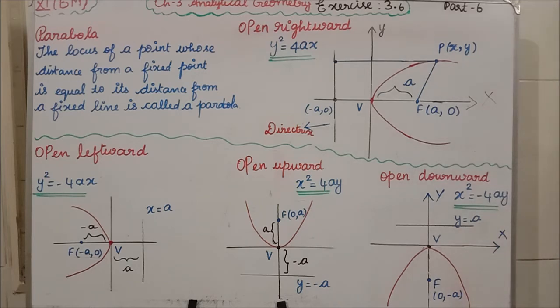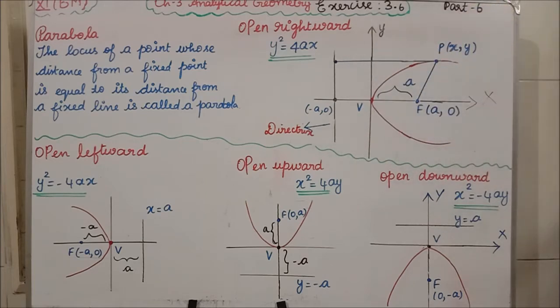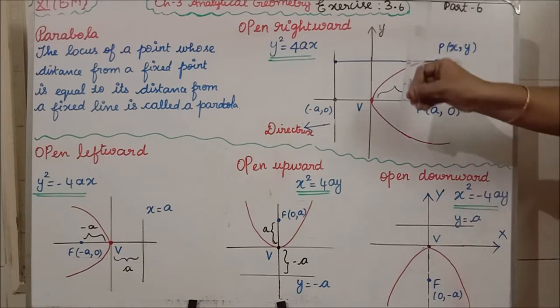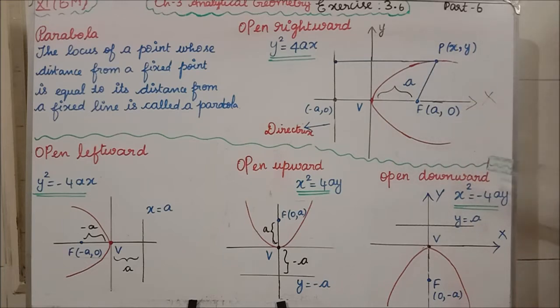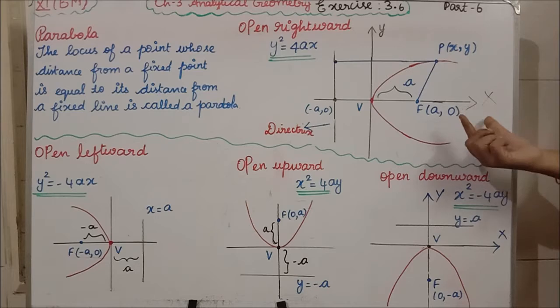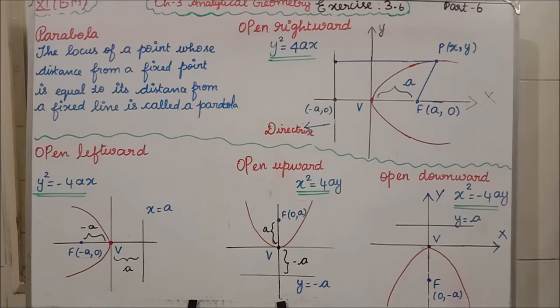Clear students? Next we'll see about the directrix. Already I said it is the fixed line. This fixed line used to draw a parabola is called the directrix of the parabola. Using the fixed line when you are drawing the parabola, it is called the directrix of the parabola. Here the equation is what? Here the focus is x equal to a. On that side it is x equal to minus a. Clear, all of you? What I am saying? Clear? Yes.